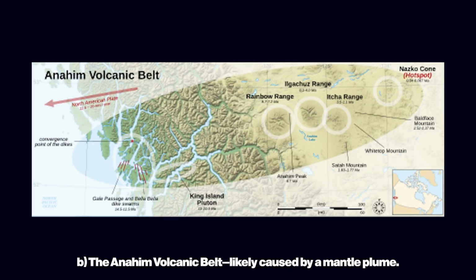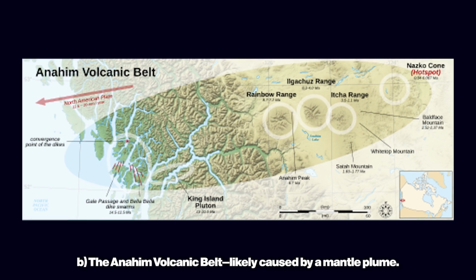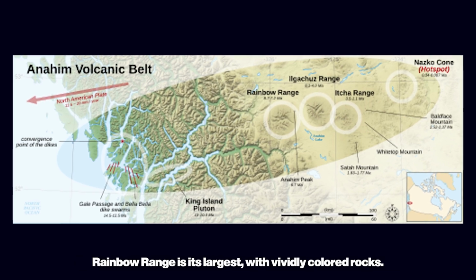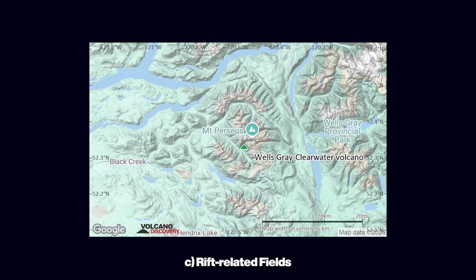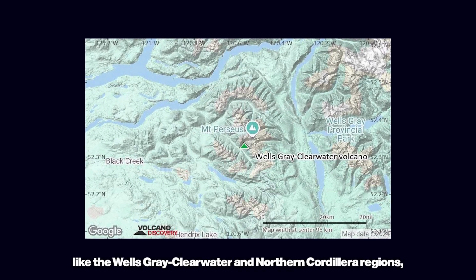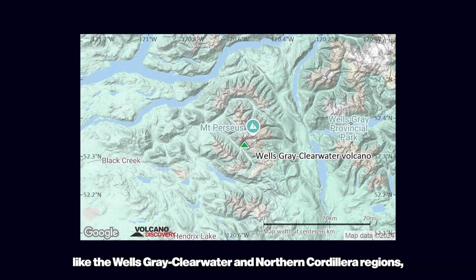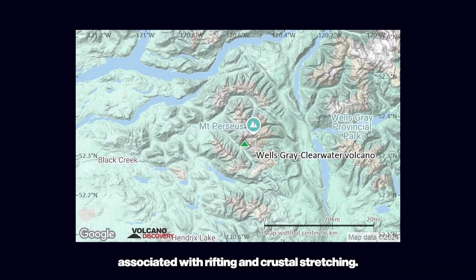Alberta. The Anahim volcanic belt, likely caused by a mantle plume. Rainbow Range is its largest with vividly colored rocks. Rift-related fields like the Wells Gray-Clearwater and Northern Cordillera regions are associated with rifting and crustal stretching.